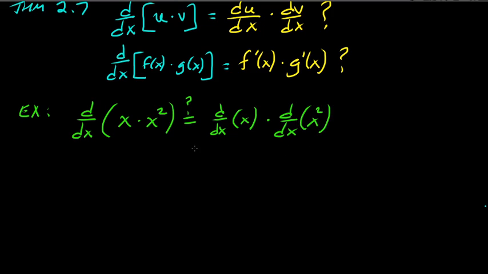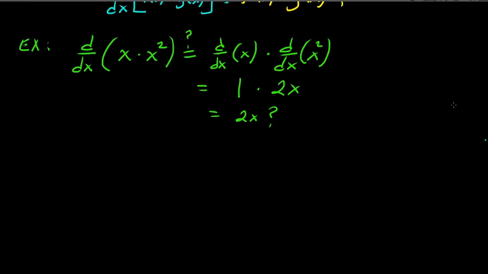And what would that be? Well, the derivative of x is 1, and the derivative of x squared is 2x. And 1 times 2x is just 2x. Is that correct? No, of course not.